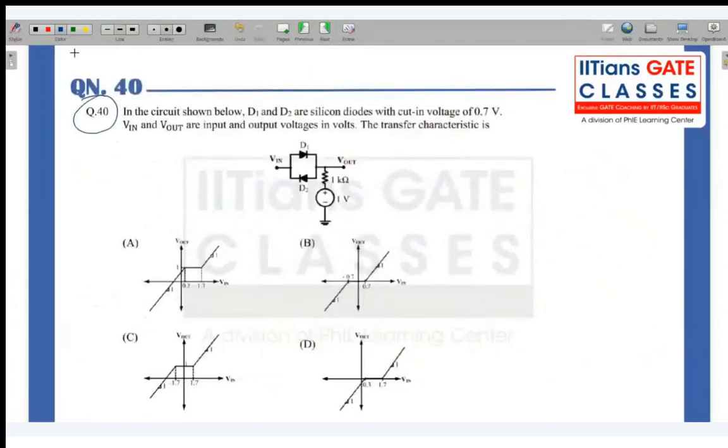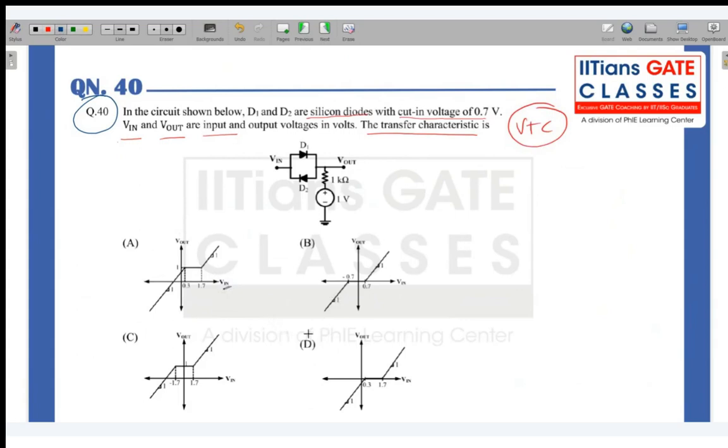Many problems we have done, many problems from diode. In the circuit shown below, D1 and D2 are silicon diodes, and they have also mentioned the cut-in voltage of these diodes, 0.7 volt. Vin and Vout are input and output voltage, and you have to find the transfer characteristic, VTC we call it, voltage transfer characteristic. You see the x-axis is Vin and the y-axis is Vout.